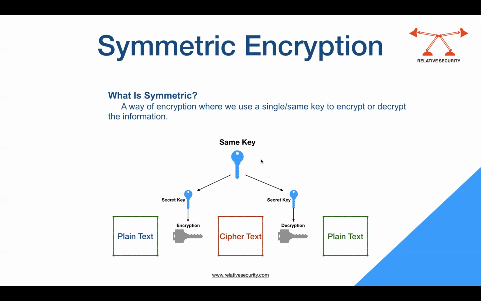The symmetric encryption is a way of encryption where we are going to use only a single key to encrypt or decrypt the same information. When we are doing an encryption, we are actually converting a plain text into a ciphertext so that when it is traveling over the network, nobody can read the ciphertext because it would be encrypted with a key. Only the person who has the secret key will be able to decrypt it using the same key with which it was encrypted.